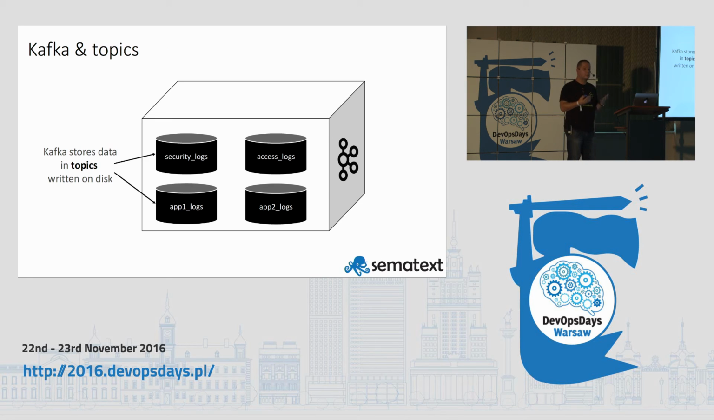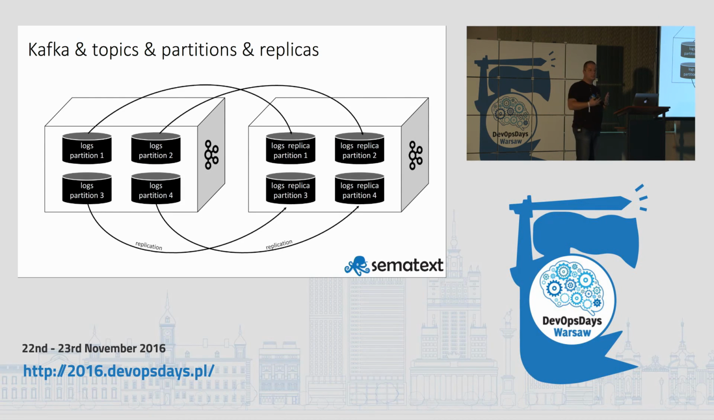So how does Kafka store data? It stores them in topics. For example, you can have one large topic for all your data, but you can have multiple of those if you want to have some kind of prioritization of your logs. If you want your security and access logs to be prioritized by your consumers, then you can create multiple topics depending on your source and write them on disk.